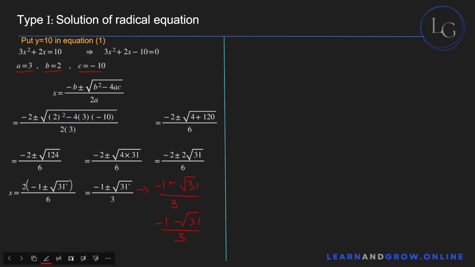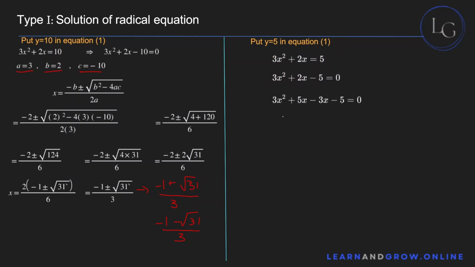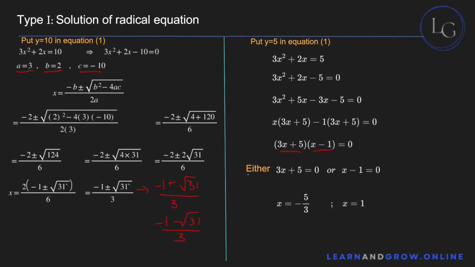Now, when you plug in y is equal to 5 in the equation, you get this. Now this here, this is easy to factorize. So you'll just factorize the equation, and now you'll get two terms, 3x plus 5 and x minus 1. So either 3x plus 5 is equal to 0 or x minus 1 is equal to 0. And now you'll get two values for x, minus 5 over 3 and 1.